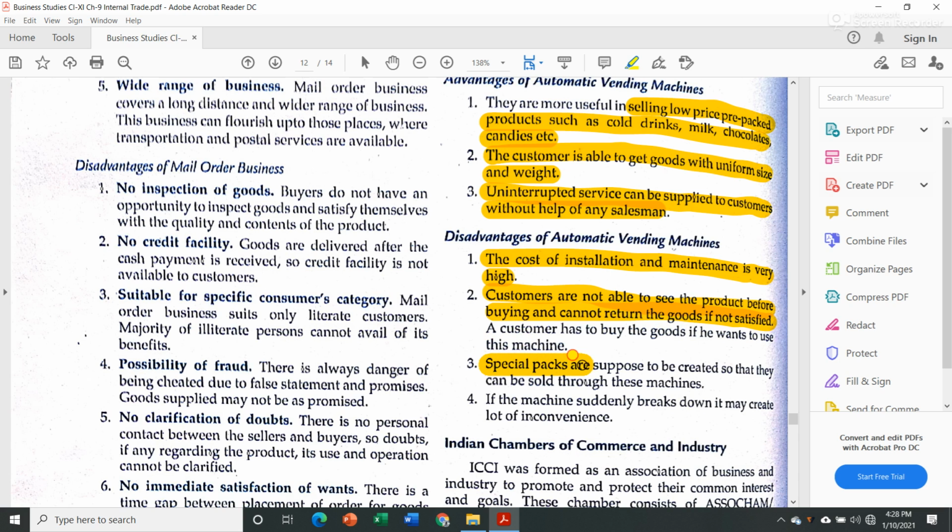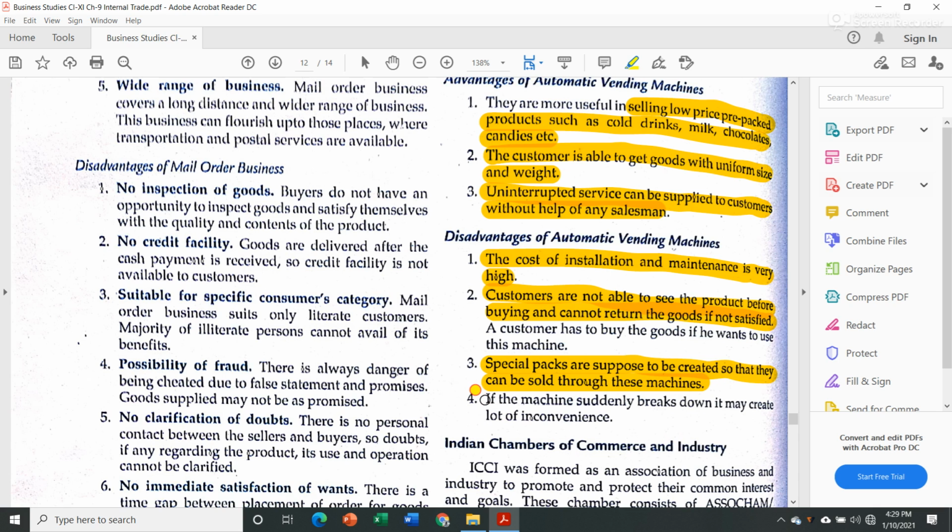Then the third is special packs are supposed to be created so that they can be sold through these machines. Like all the products that we purchase from grocery stores cannot be kept in the AVM machine, so the companies have to prepare special packs which can be sold through these vending machines.